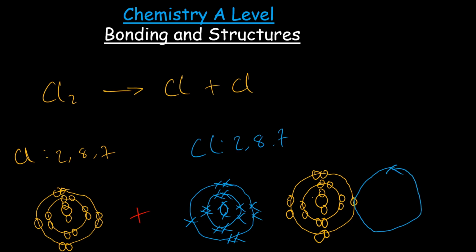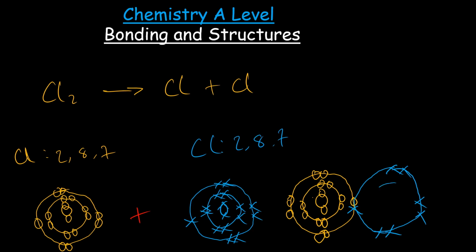1, 2, 3, 4. It has 7, right? 5, 6, then 7, right? It shares the electron from the outermost shell.